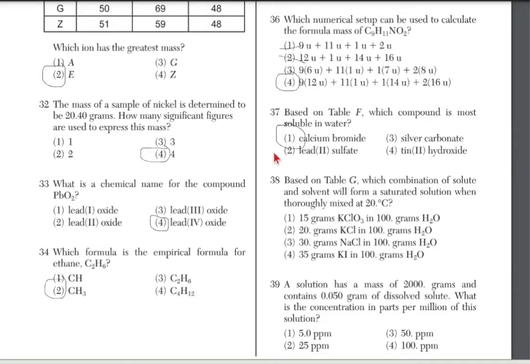Lead sulfate, if you go to sulfates on table F, it says that it's insoluble when combined with lead. Then let's look at silver carbonate. It says that carbonate is insoluble unless it's combined with group 1 ions or ammonium. This means that silver carbonate is insoluble because silver is not in group 1. Lastly, tin hydroxide is also insoluble. In table F, it says that hydroxide is insoluble unless combined with group 1 ions, calcium ion, strontium ion, barium ion, or ammonium.